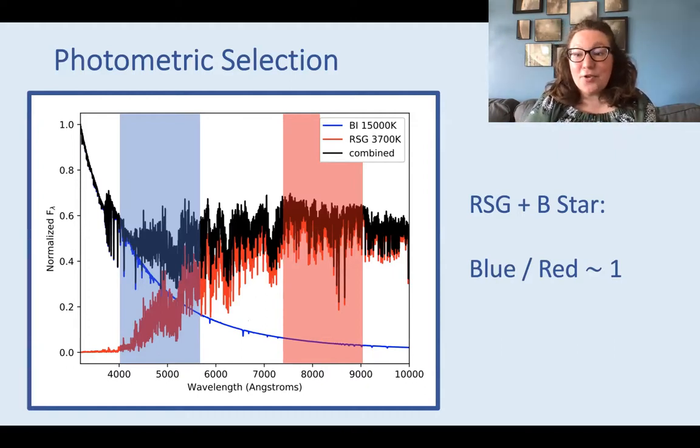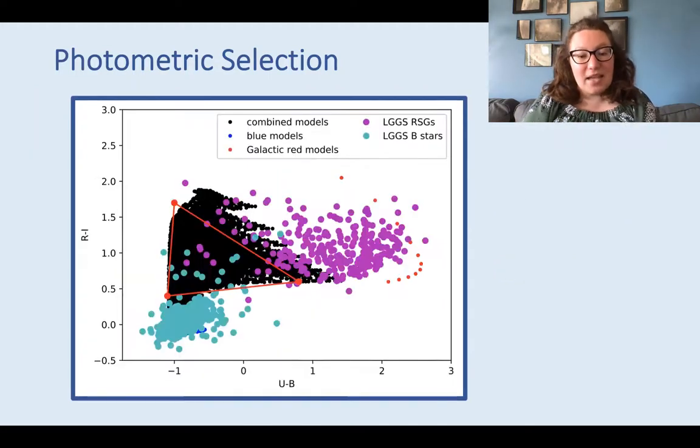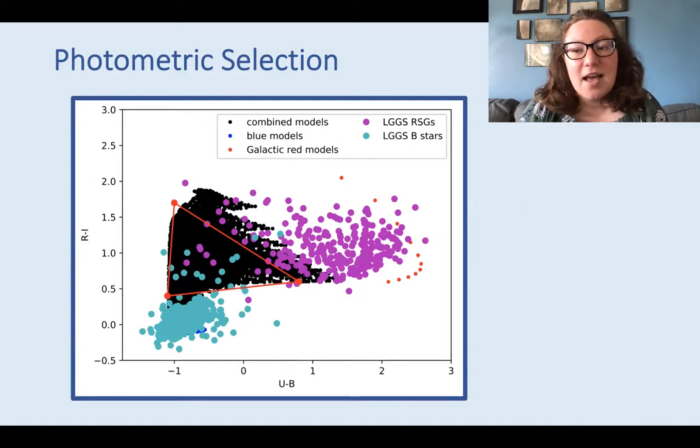Photometrically, one of these binary systems will look different than just a red supergiant or a B star by itself. This can be shown in this color plot. The black are some model simulations I ran combining Mark's red supergiant models with BSTAR06 B star models. We have U minus B on the x-axis and R minus I on the y-axis.